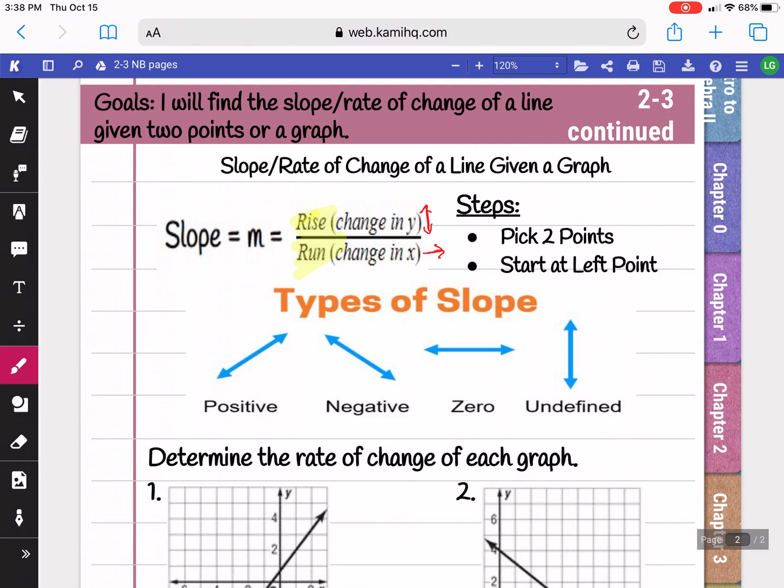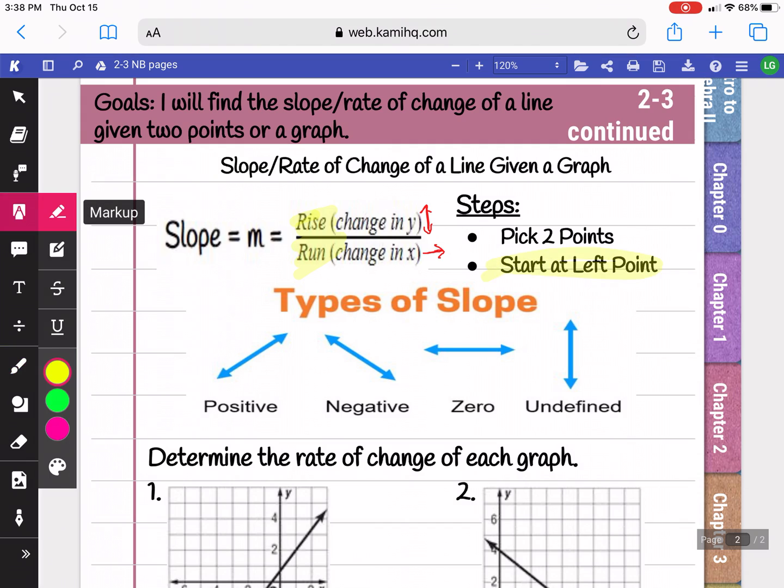I like to go from left to right, so I'm just going to put that arrow towards the right, because if you're going towards the left, you might get the wrong sign. When you're doing this, you're going to pick 2 points. And again, start at your left point to make sure you get that sign right, to figure out if they're going up or down, if it's positive or negative.